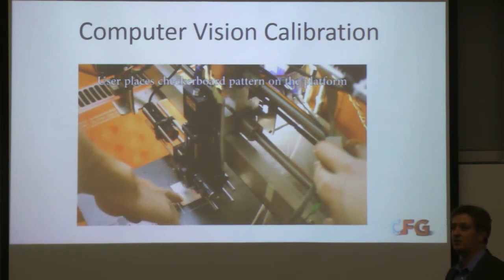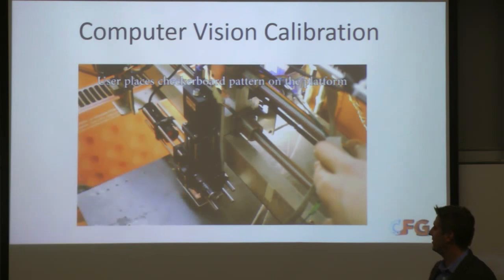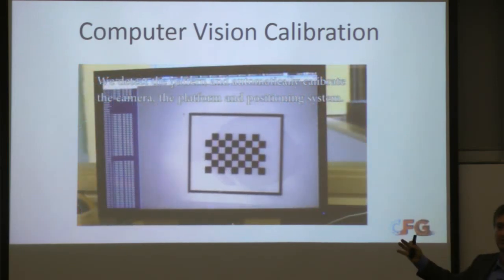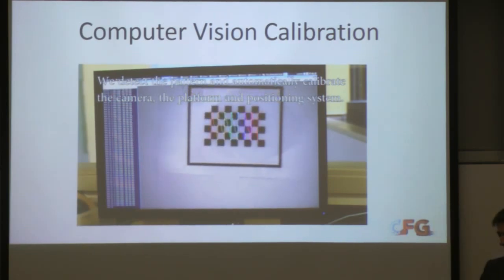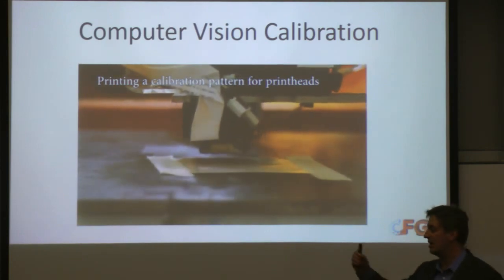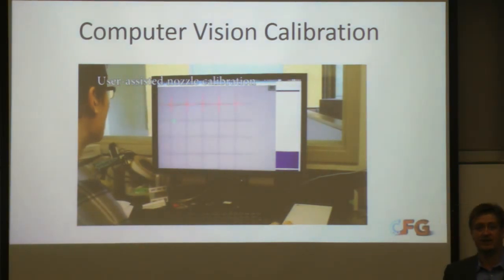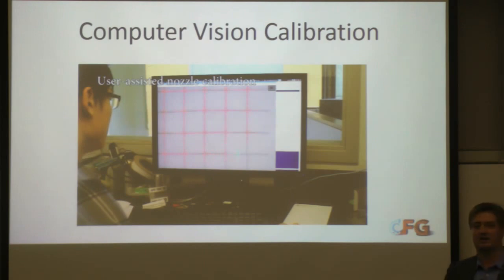We use computer vision to calibrate the system. So there is actually a camera over there on the board. First of all, you can use the camera to calibrate your positioning system to the build platform. That's the first step. You can also print with various nozzles on this printer, and then you have either a user-assisted or automated system to detect where you print, and you can basically calibrate everything. You can calibrate your printing positions to the printing system.